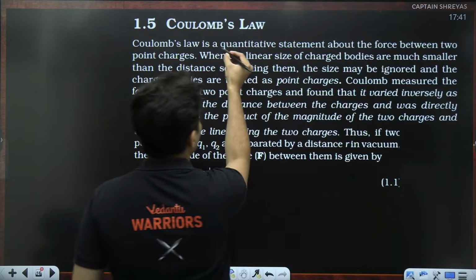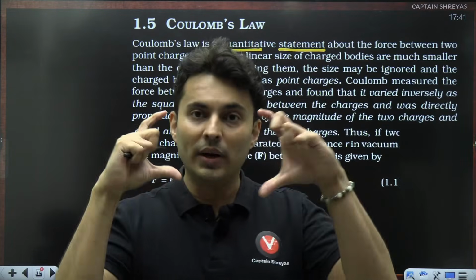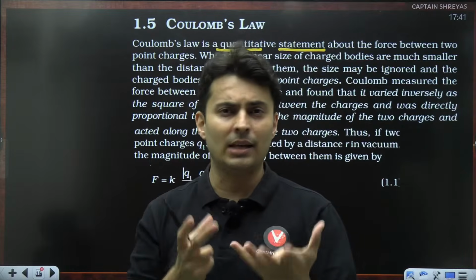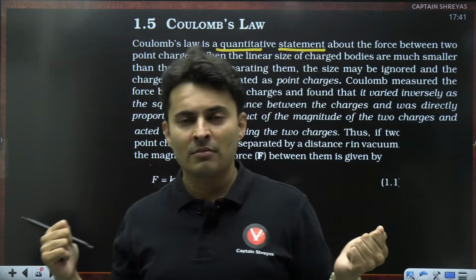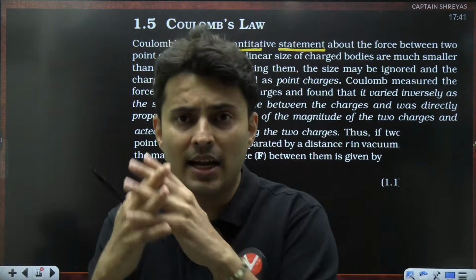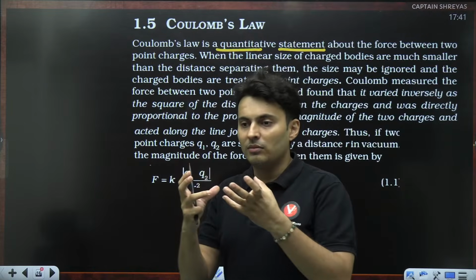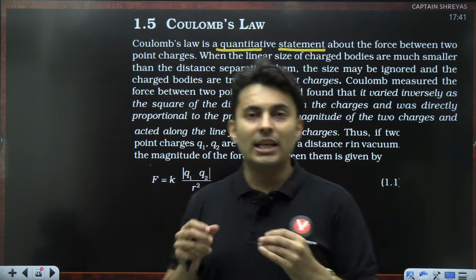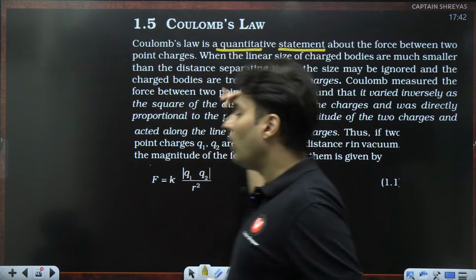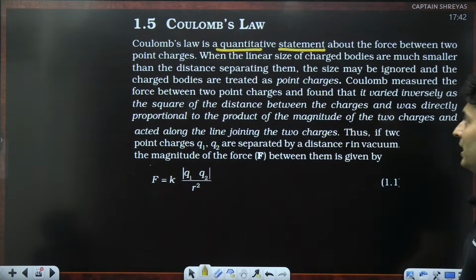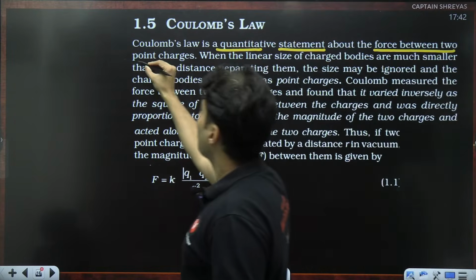So, Coulomb's law is a quantitative statement. Quantitative means where you can calculate. It gives you the quantity, the amount of whatever you are calculating. Qualitative means I just tell you, listen, two positive charges will repel, and opposite charges, positive and negative, will attract. It's just telling the quality of that thing. It's not telling me the exact amount, how much will I repel, how much will I attract. So Coulomb's law gives me a quantitative, not qualitative, statement about the force between two point charges.